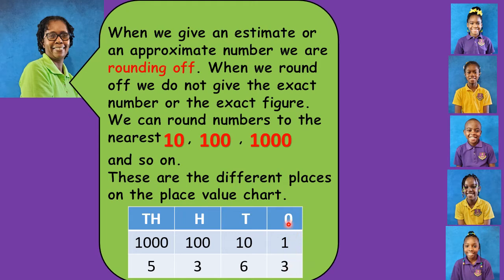We have our ones column, our tens column, hundreds column, thousands column, and if we had another column here, what would it be? Very good, it would be our 10,000s column. All right, we cannot round to the nearest one, so we start at 10. So we round to the nearest 10, the nearest 100, and the nearest 1,000. All right.